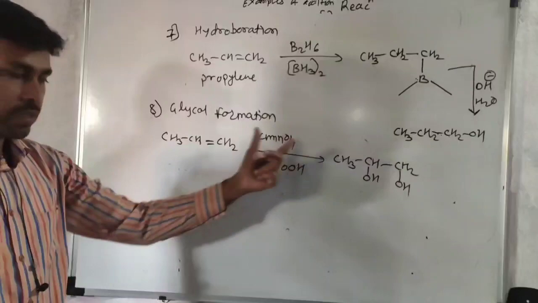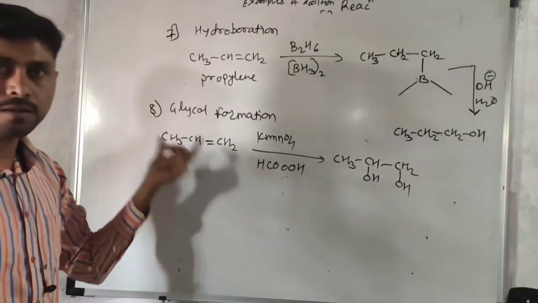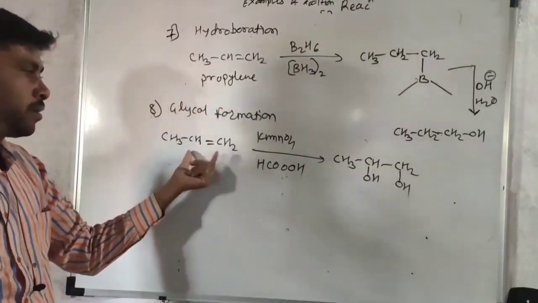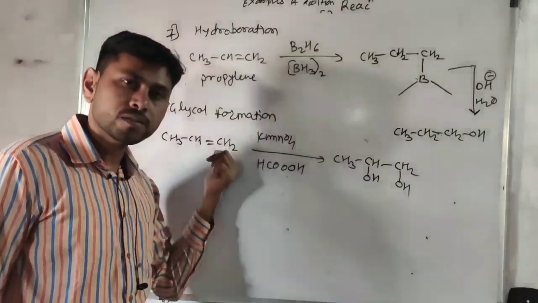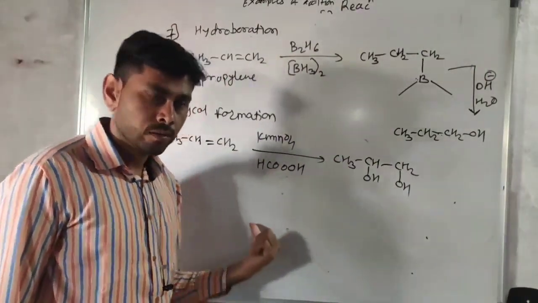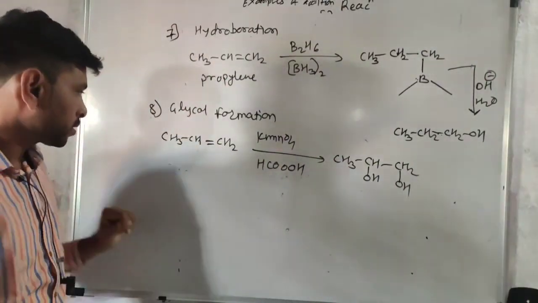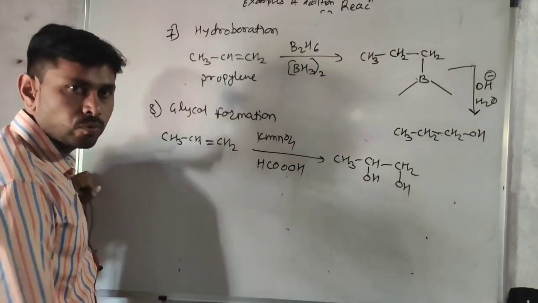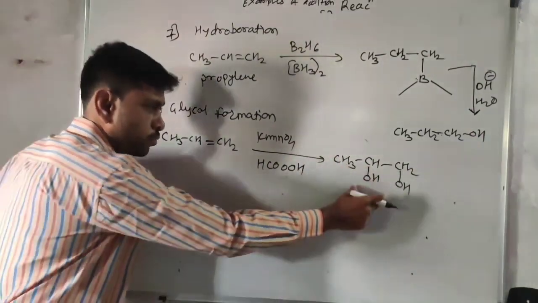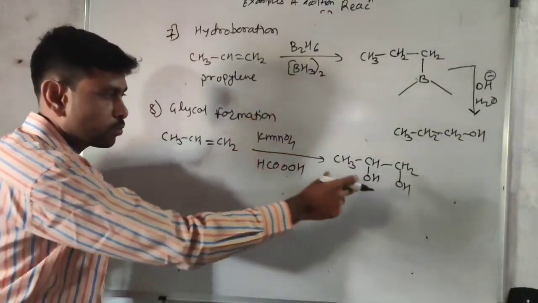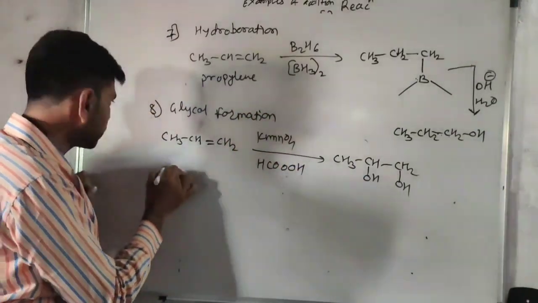So this glycol formation is also another example of addition reaction. Here 2 groups are added across the double bond: removal of 1 bond out of this, and addition of 2 groups here, 2 groups added here. So this is addition reaction.